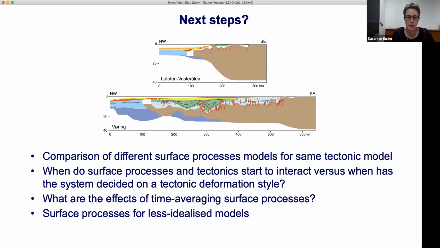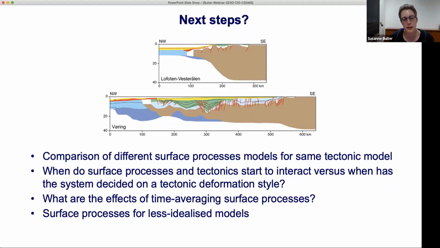But maybe there are also systems where the tectonic deformation style is already set quite early, and erosion and sedimentation don't really matter anymore. And how does this work in shortening? And what are the effects of any time averaging that occurs between the surface process model and my tectonic model?